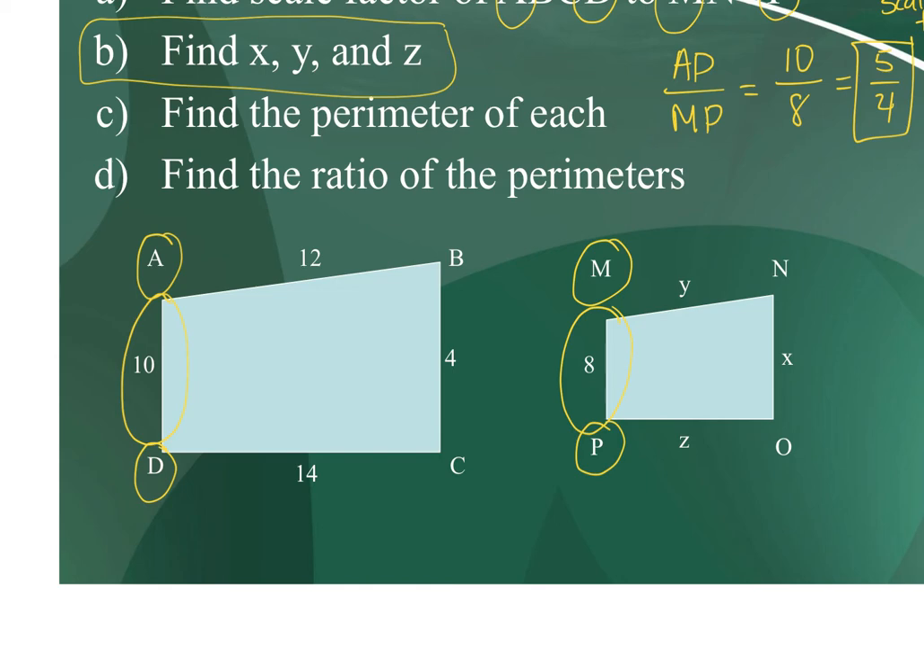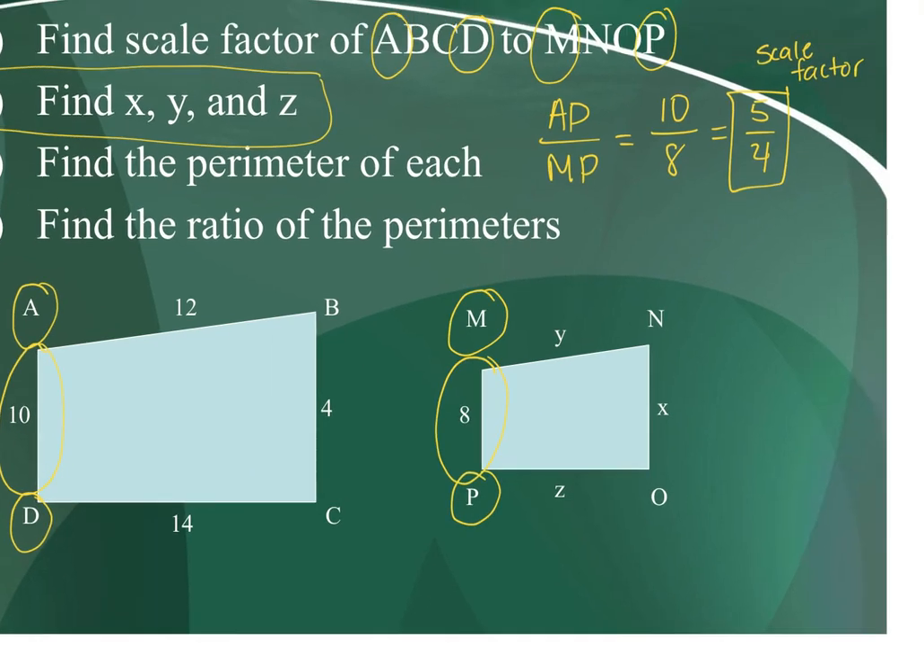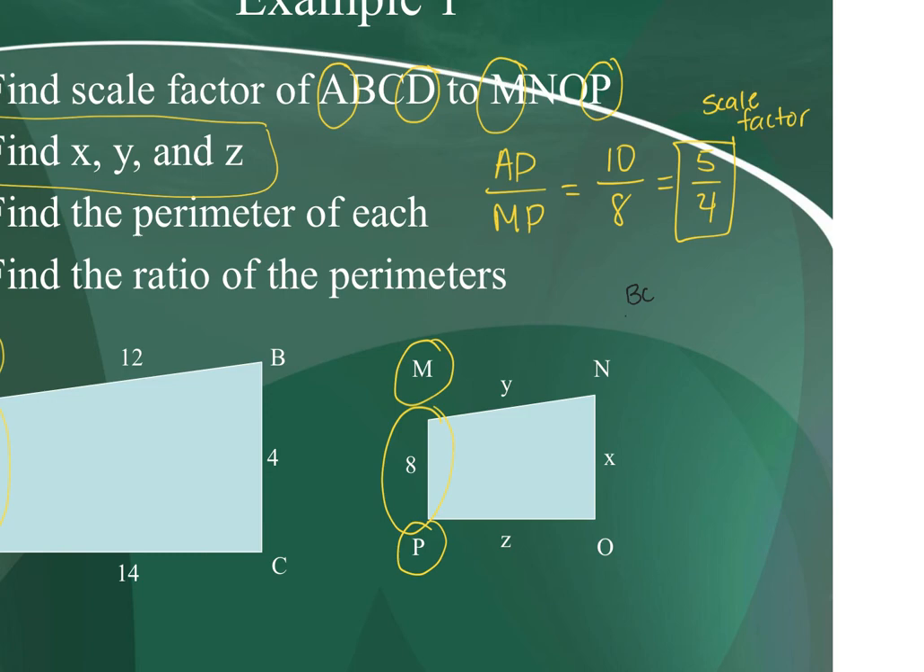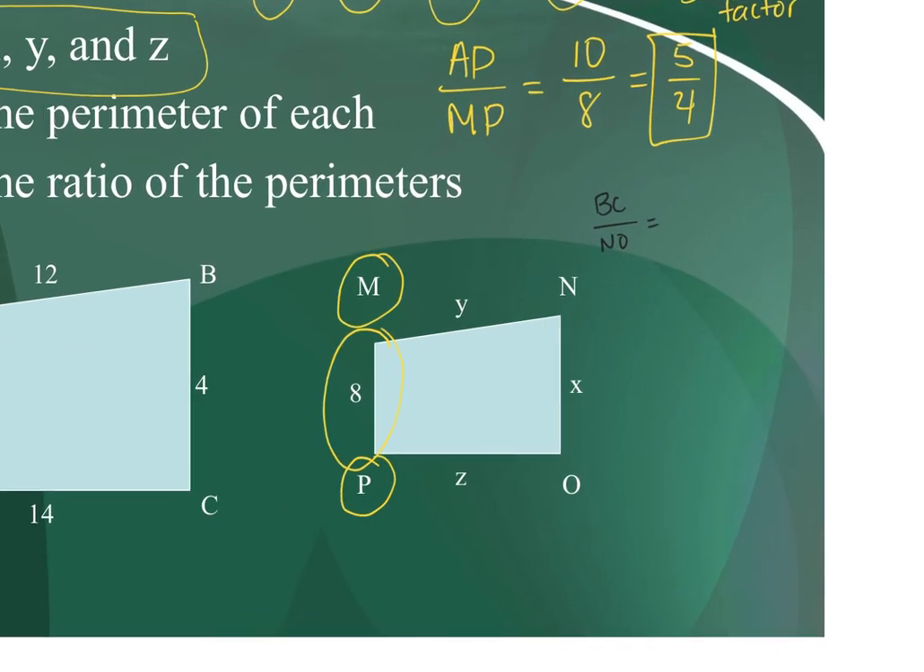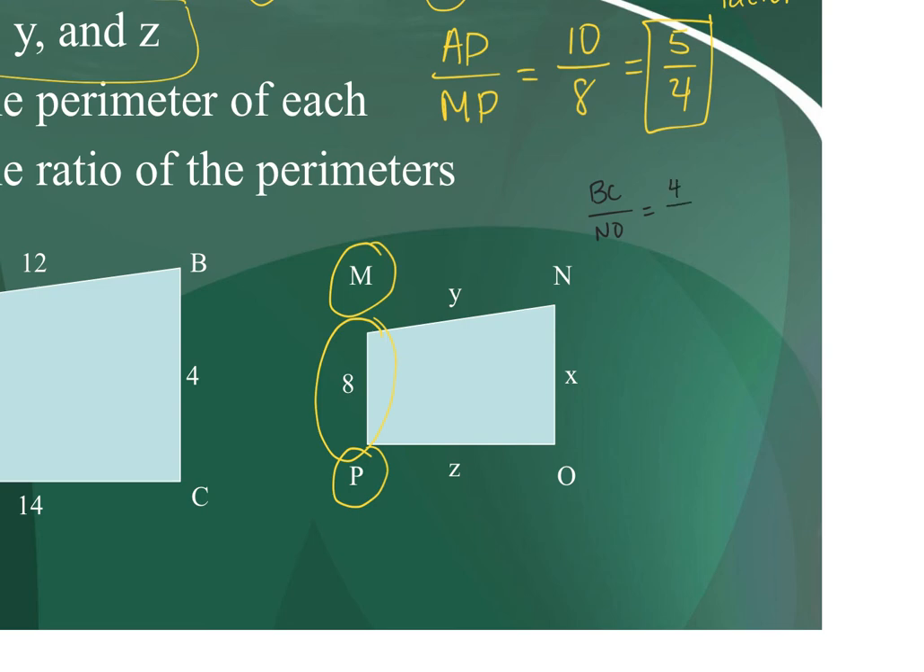What would we do to find X? Yep. So BC over NO equals, you said 4 over X, very good. 4 over X. And we set that equal to, David just said it, 5 over 4. It has to be equal to the same scale factor, okay? We use that scale factor and we solve this.